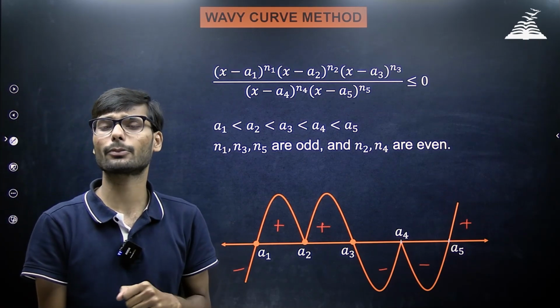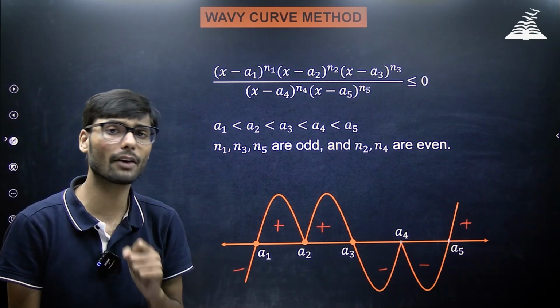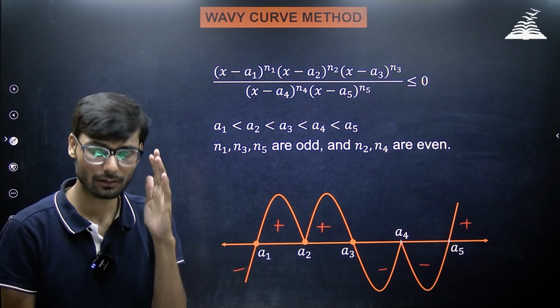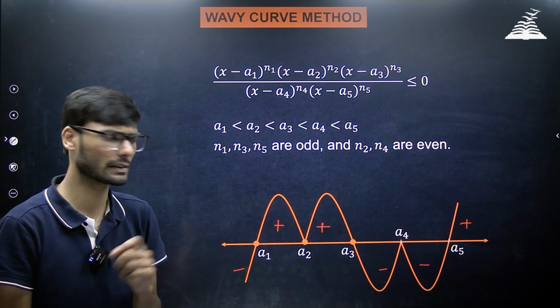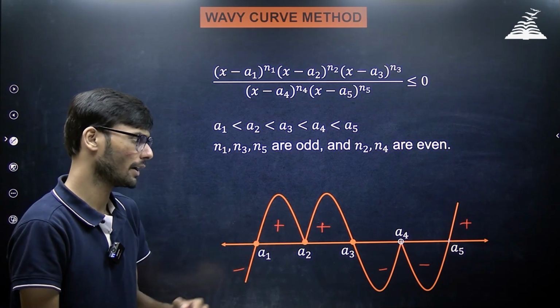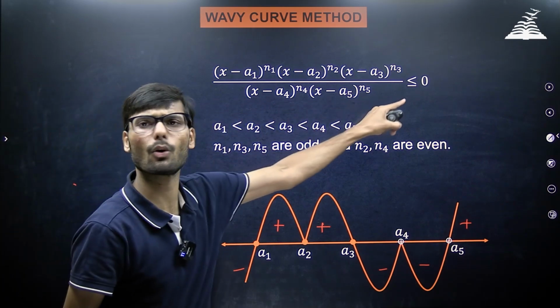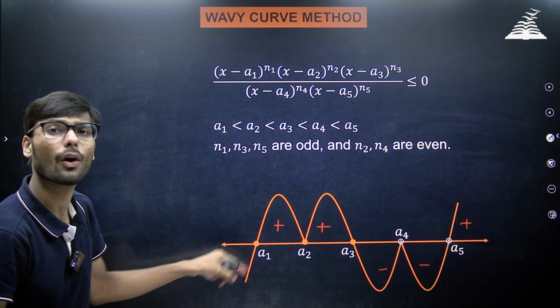x minus A4 and x minus A5 are in the denominator. If x is equal to A4 or A5, it will make the denominator 0, which we don't want. So we must be putting hollow circles at A4 and A5. So let's now write the final answer. We want this expression to be less than or equal to 0, so where it can be 0 or negative.